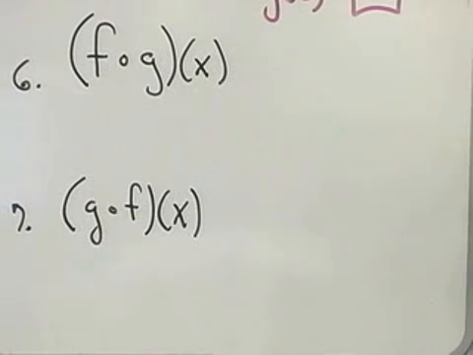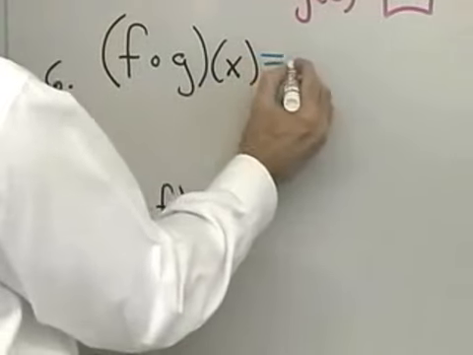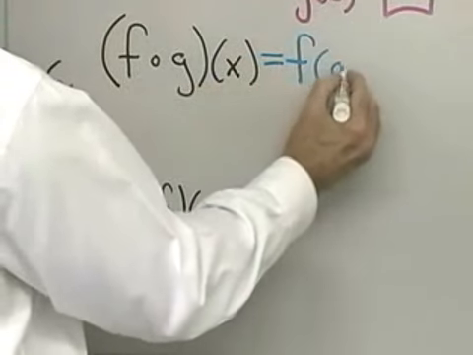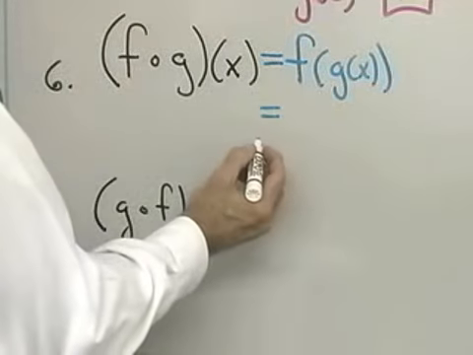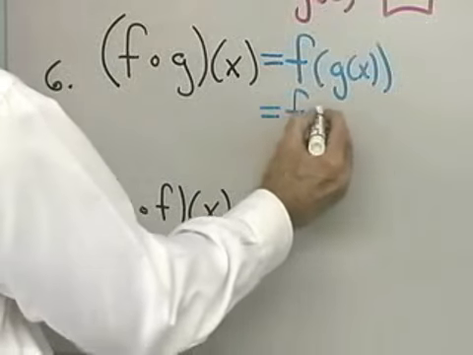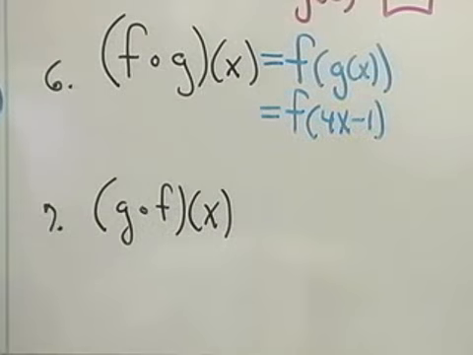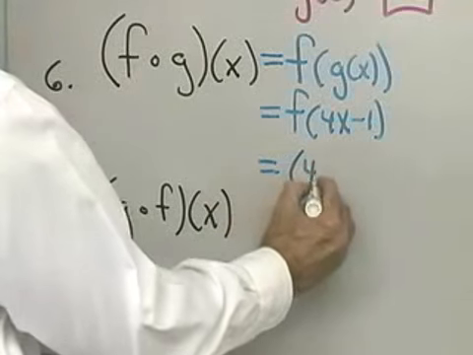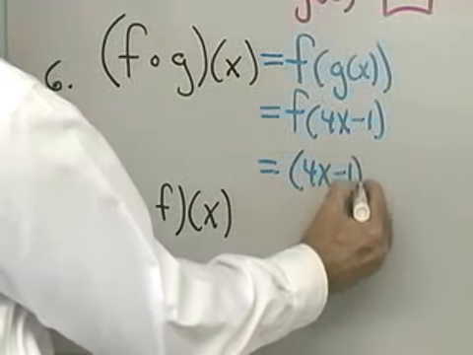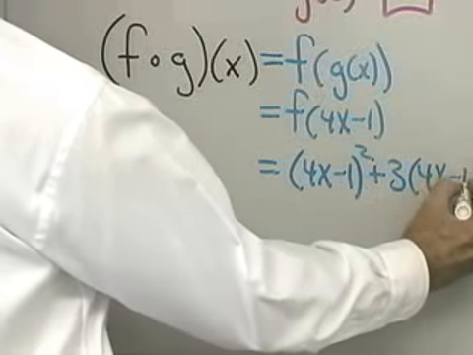F composed with g of x. Let's find this new function, which is the composition of f with g. So I'm going to write this as f of g of x. Now my formula for g of x is 4x minus 1, so I want f of 4x minus 1. Now what f does to x is squares it and adds 3 to it. So this is going to be 4x minus 1 squared plus 3 times 4x minus 1.